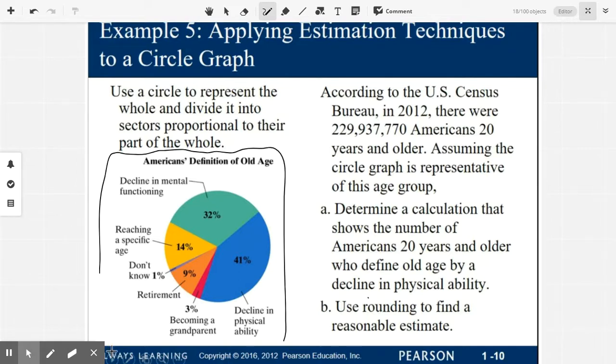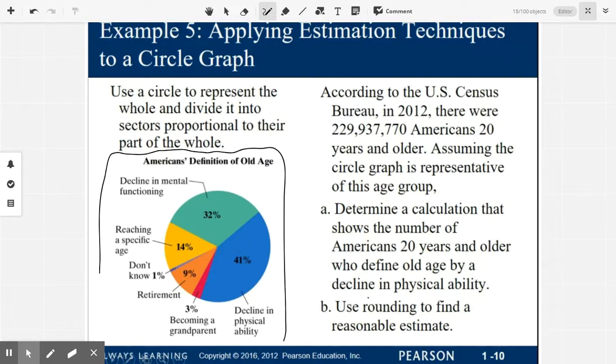9% said when they retire, that's what makes somebody old. Of course, you look at a lot of professional athletes and they retire in their 30s, so I don't know how good that is. Becoming a grandparent, 3% says that's what makes somebody old. Decline in physical ability is the biggest one. That's what most people decided makes you start getting old.